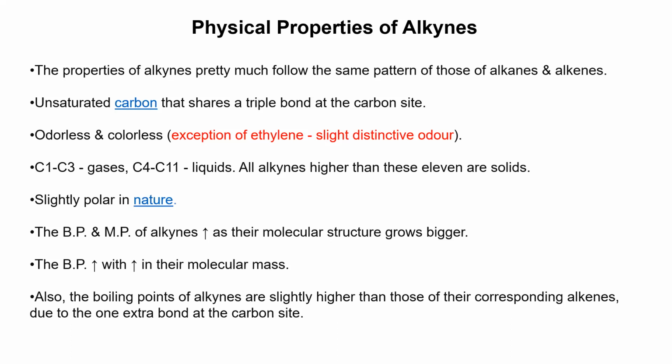The melting and boiling points of alkynes increase as their molecular structure grows bigger with increase in molecular mass. Hence, we can say the melting and boiling points increase with increasing molecular mass. Also, the boiling points of alkynes are slightly higher than those of their corresponding alkenes due to the one extra bond at the carbon site.